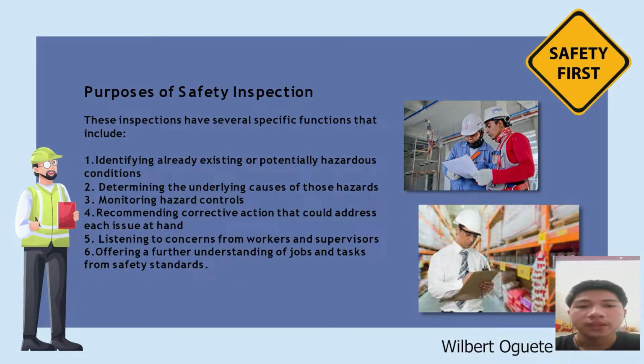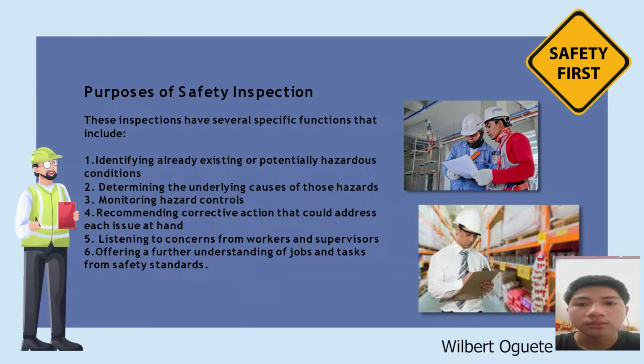Purposes of safety inspection. These inspections have several specific functions that include: number one is identifying already existing or potential hazardous condition. By identifying it, we can prevent future accidents that may occur on the workplace. Number two is determining the underlying causes of those hazards. By determining the hazards that may occur, we can minimize the damage that may be done.